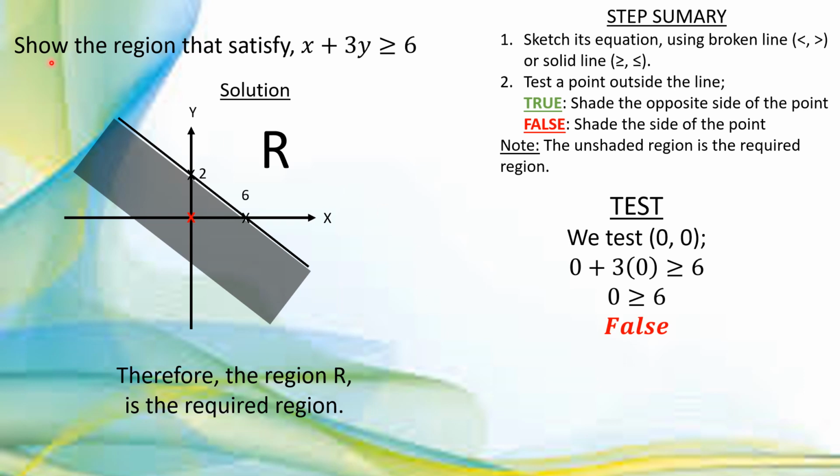Note, this question says that we should show, and showing here is the real deal of our activity. It's not enough for us to shade one part and just conclude that the person assessing me will know that the unshaded region is the required region. So you're meant to write it out: therefore the region R, which could be any letter of your choice, maybe K or L, is the required region. I hope this is quite clear.